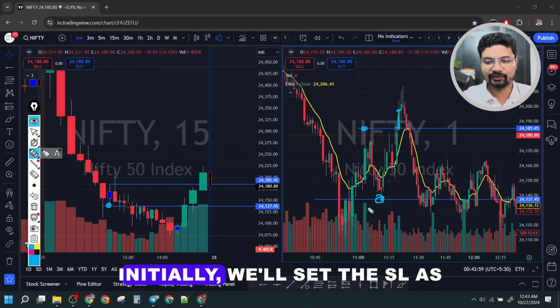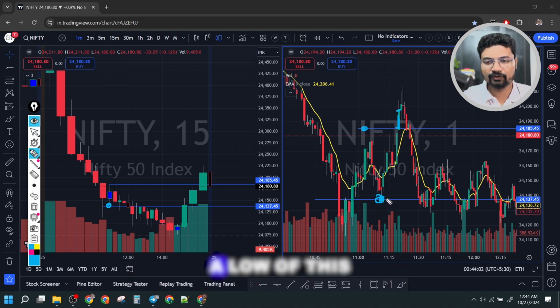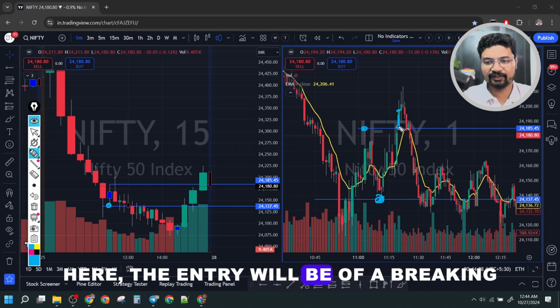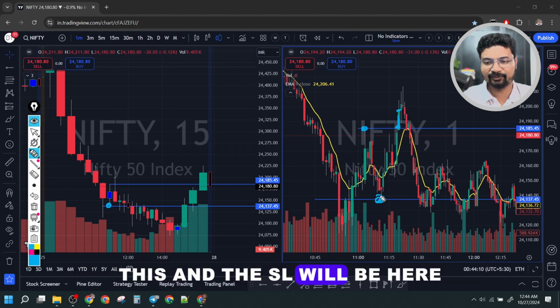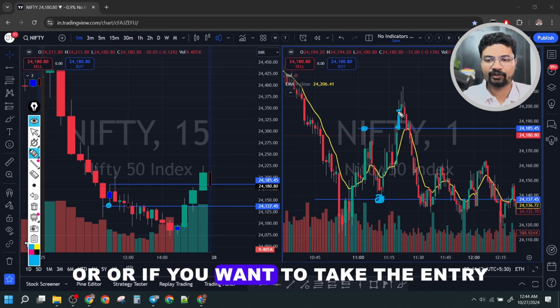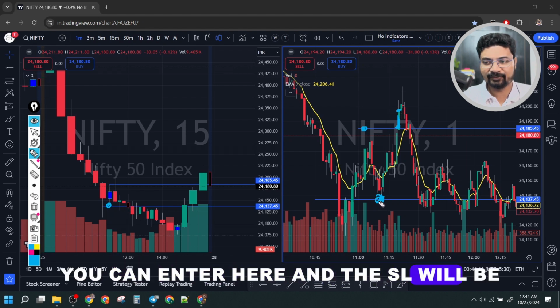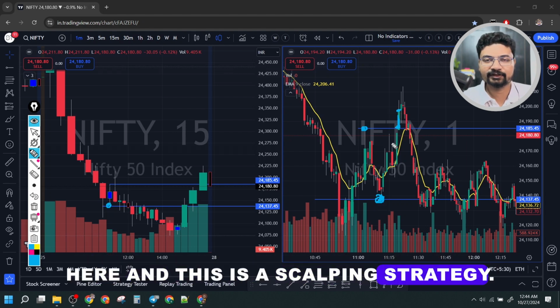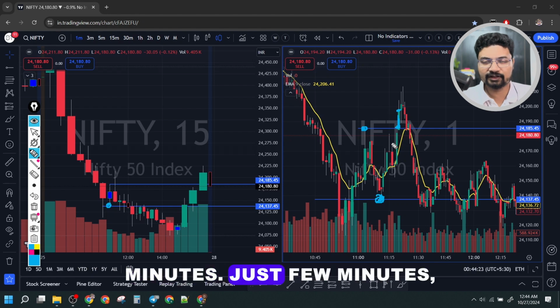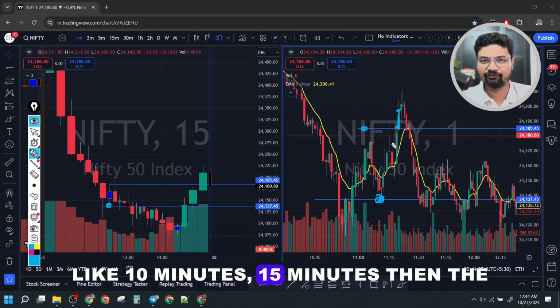Initially we'll set the SL at the low of this inside candle. The entry will be after breaking this and the SL will be here, or if you want to take the entry after closing, you can enter here and the SL will be here. This is a scalping strategy. You are going to hold this for just a few minutes, like 10 minutes, 15 minutes.